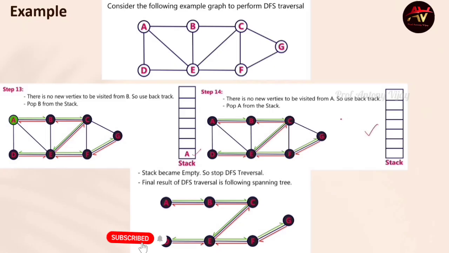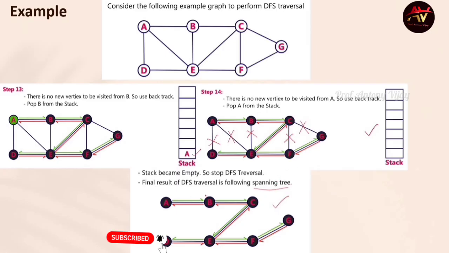Now we have to remove the unused edges. A to D is not available and A to E is not available. These are the unused edges we have to remove, and B to E is not available, and C to F is not available, and C to G is not available. While removing the unused edges, we get the spanning tree. What is the use of a spanning tree? We connect all the vertices with the minimum number of edges. That is called a spanning tree.